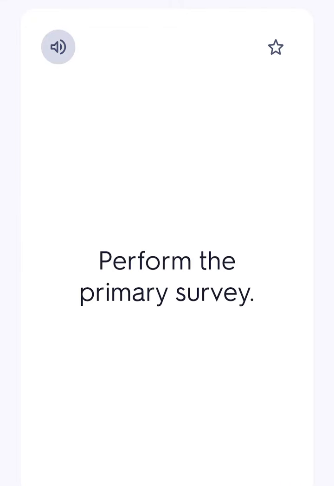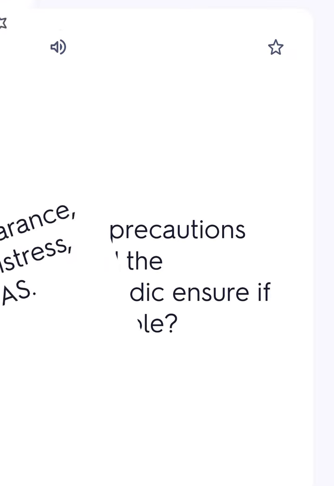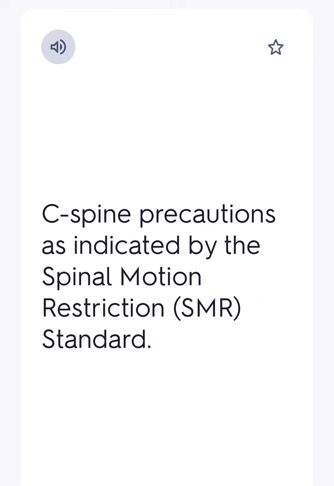Perform the primary survey. What should the paramedic note during the primary survey? General appearance, degree of distress, and CTS. What precautions should the paramedic ensure if applicable? See spine precautions as indicated by the Spinal Motion Restriction Standard.